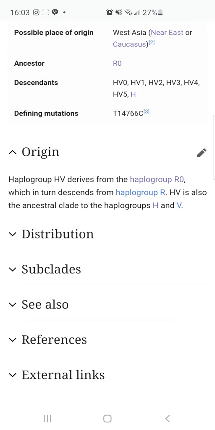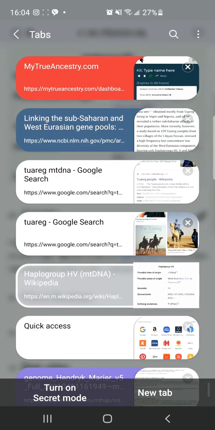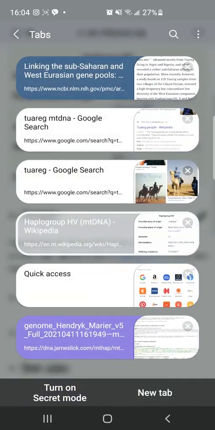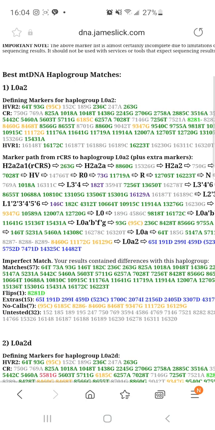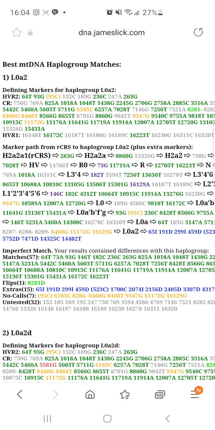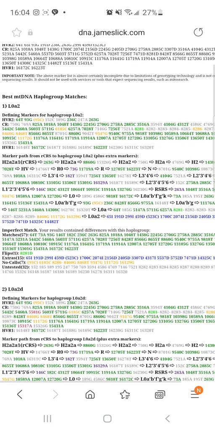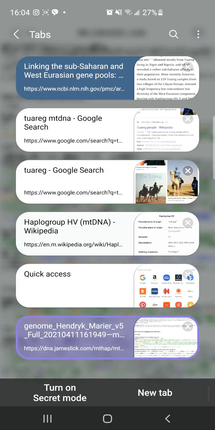Haplogroup HV is derived from haplogroup R0, which in turn descends from haplogroup R. HV is also the ancestral clade to haplogroups H and V. So there is proof that what I'm seeing is actually real, because when you check right there, it's HV, then R0, and it continues to L0a2. So it gives you already what I'm trying to tell you.